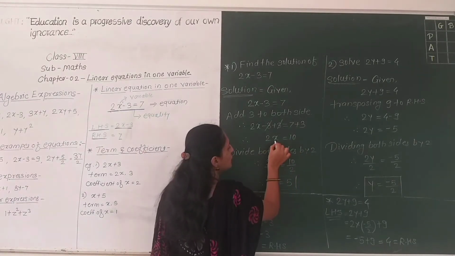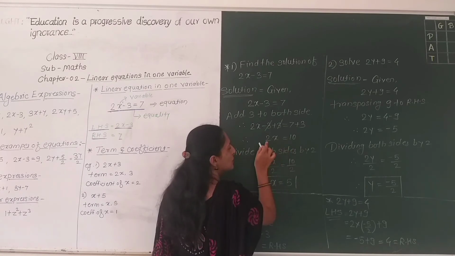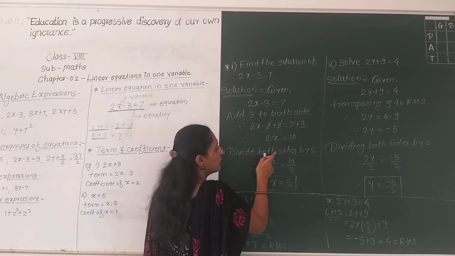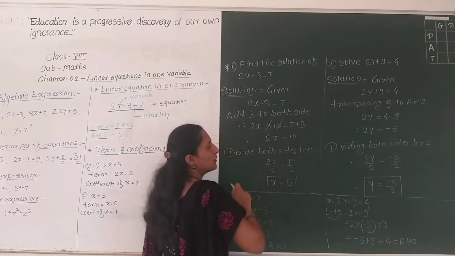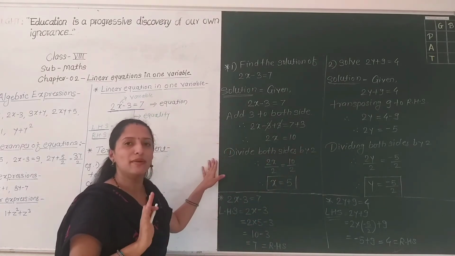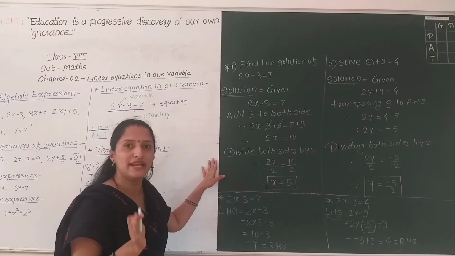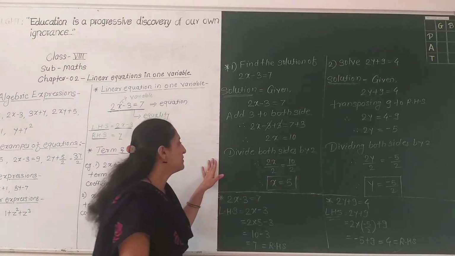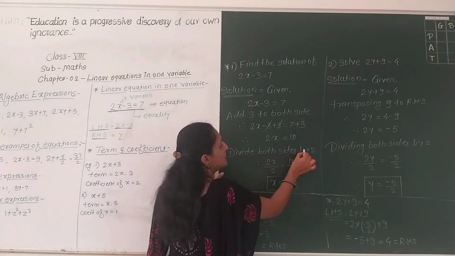Okay. So now we have to find value of x. So for cancellation of this 2, we divide both sides by 2. We have to perform the same mathematical operation on both sides, LHS and RHS, to balance the equation. So divide both sides by 2.